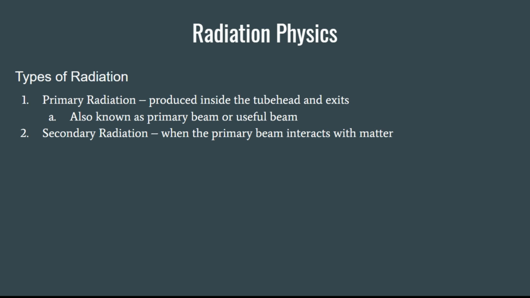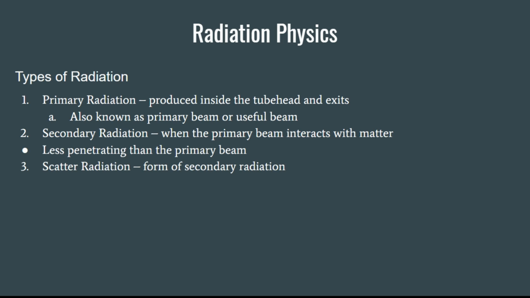The second type is called secondary radiation. This is when that primary beam interacts with matter. So it exits the tube head and comes in contact with your patient's tissue. That is where it becomes secondary radiation after it has interacted with matter. It is less penetrating than the primary beam. It's traveled the length of that tube head and it's lost some of its energy.